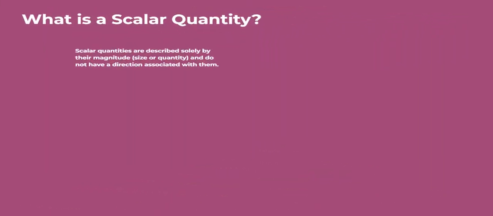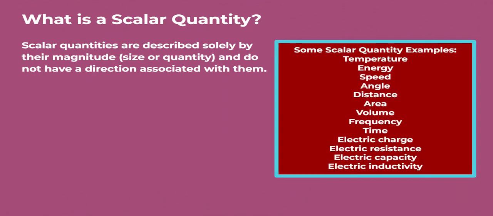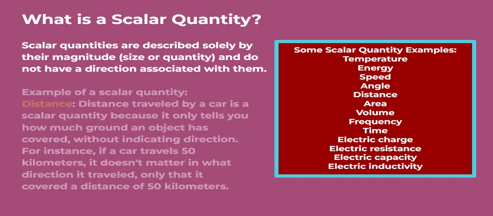Scalar and vector quantities. What is a scalar quantity? Scalar quantities are described solely by their magnitude, size, or quantity, and do not have a direction associated with them. Some examples of scalar quantities are temperature, energy, speed, angle, distance, area, volume, frequency, time, and etc.